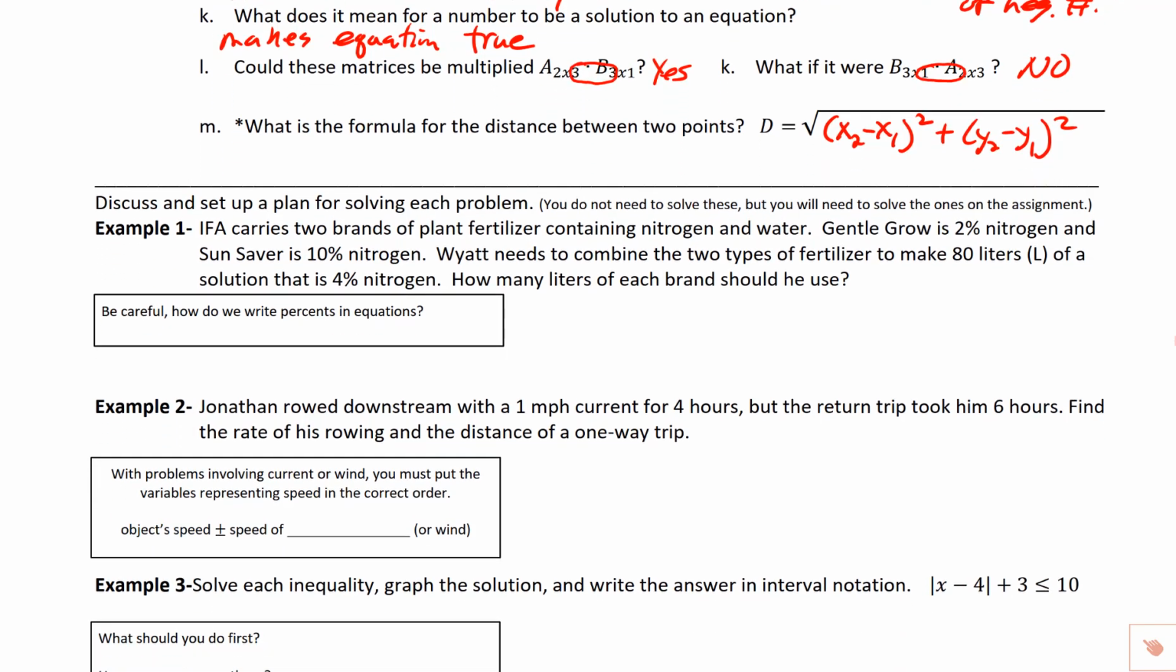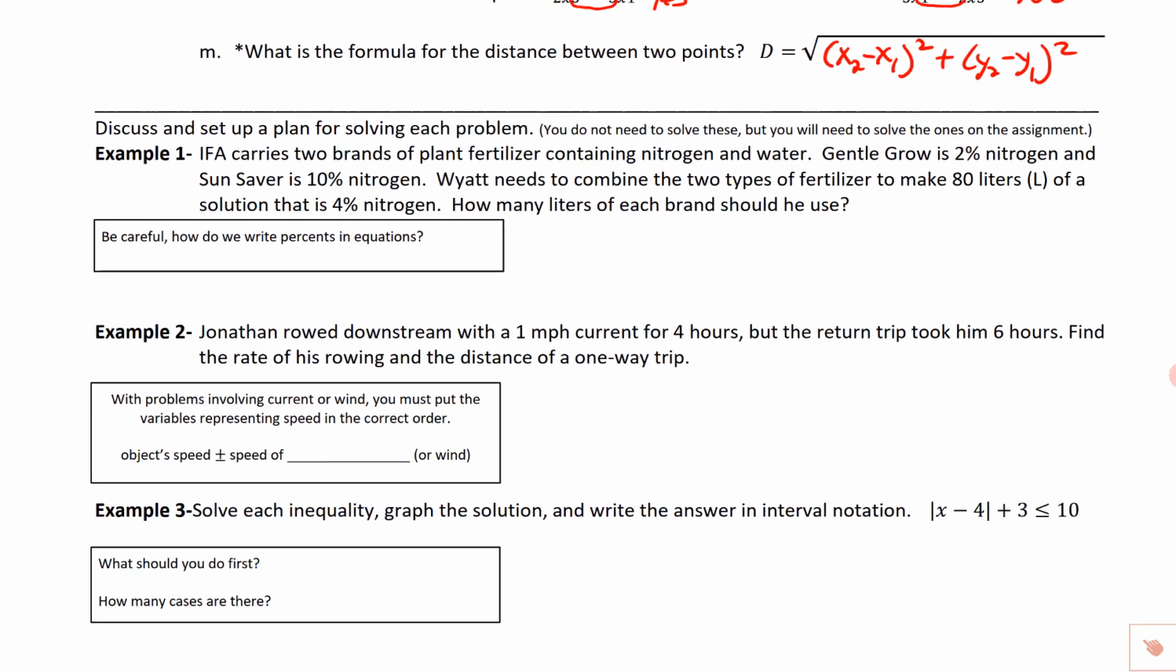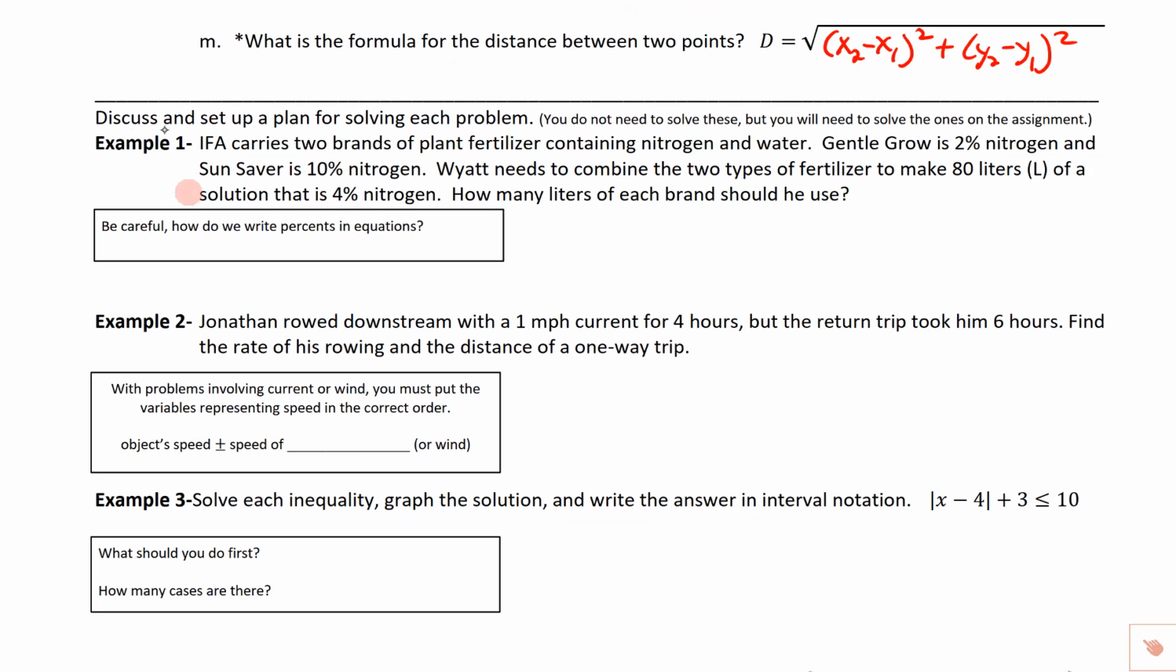Now, as we come down here and take a look at number 1, the instructions are important here because it just says discuss and set up a plan for solving each one. You do not need to solve these, but you will need to solve these on the assignment. So all we're going to do right now is just get these set up, remind ourselves how we did these problems in the past, and then we'll allow you to solve these when you get to them on the assignment.